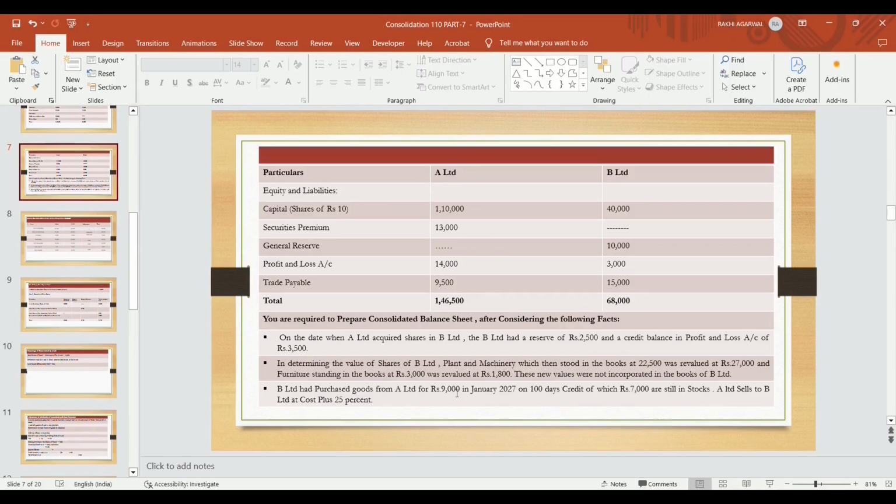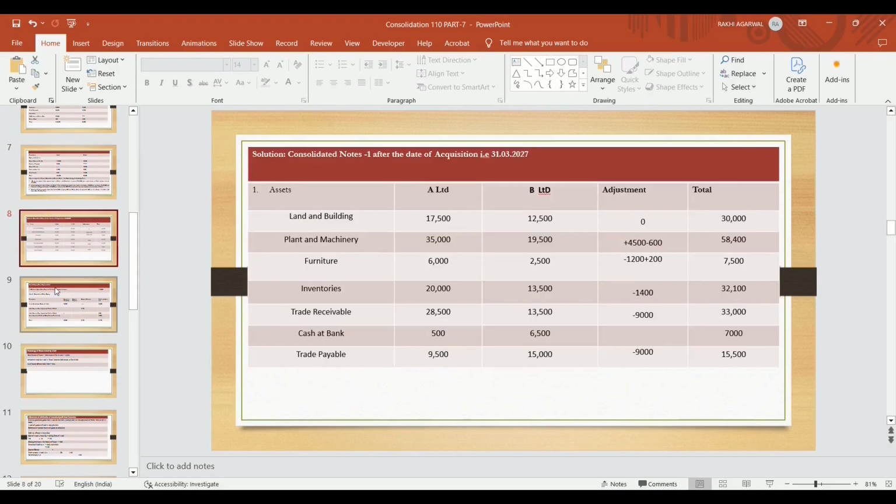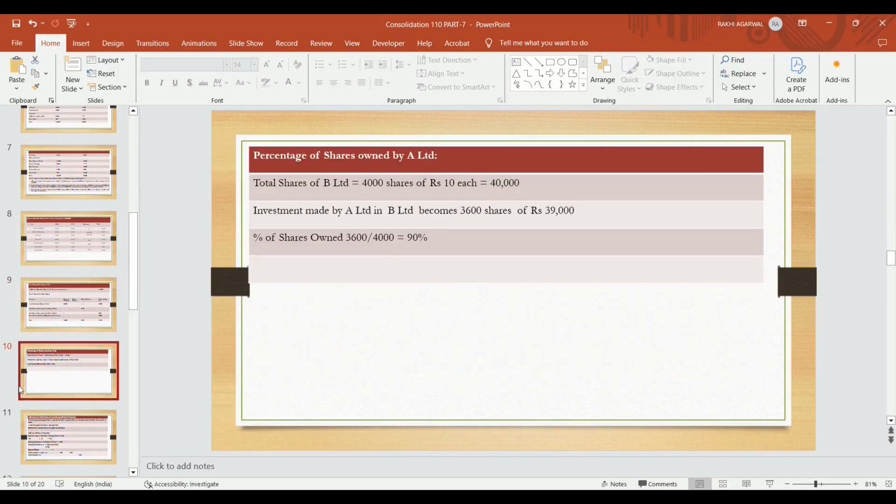Who will recognize the profit? A Limited will recognize the profit. So if A Limited recognizes the profit, then there is no bifurcation of profits between the holding company and NCI. But for the closing inventory left in the books of B Limited, the profit is unrealized because it is not sold to the outside customer.